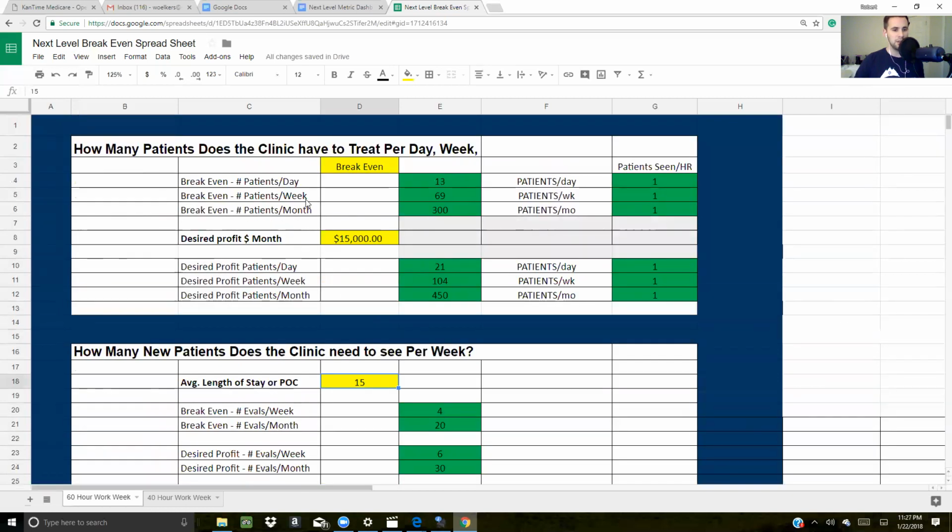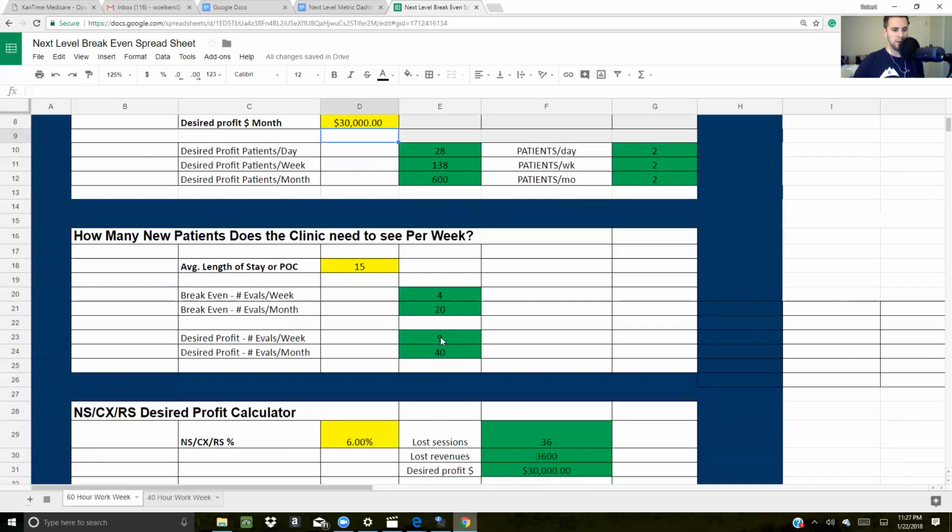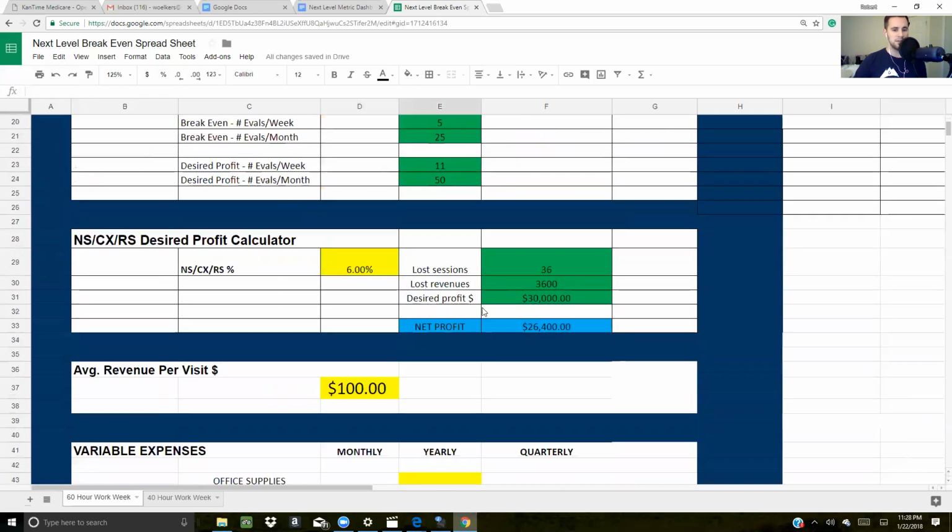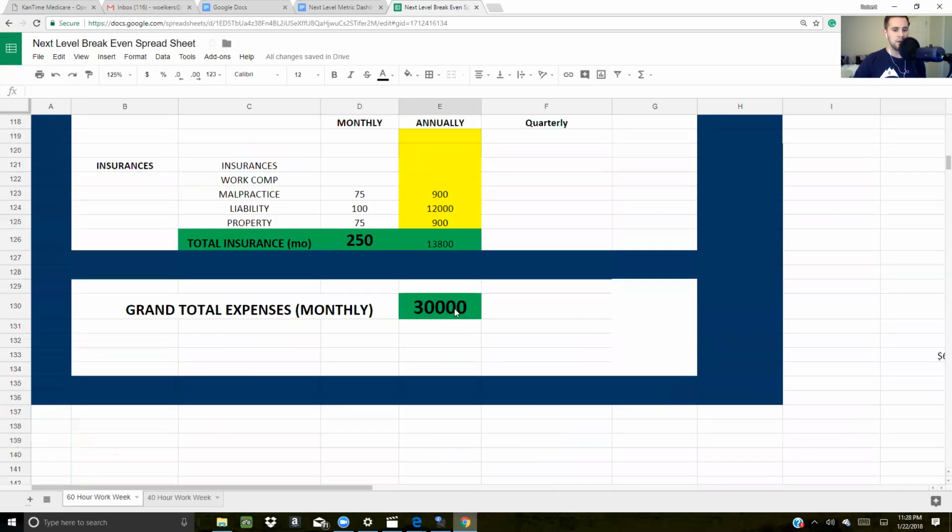So for a clinic that needs to see this many evals per week, now let's just say I want to ball out and make like 30K a month, and I need to see 600 visits here. You could see that my evals and stuff go down, 9 and 40. Let's just say my average plan of care is only 12 visits, so then I need 50 evals a month and 11.